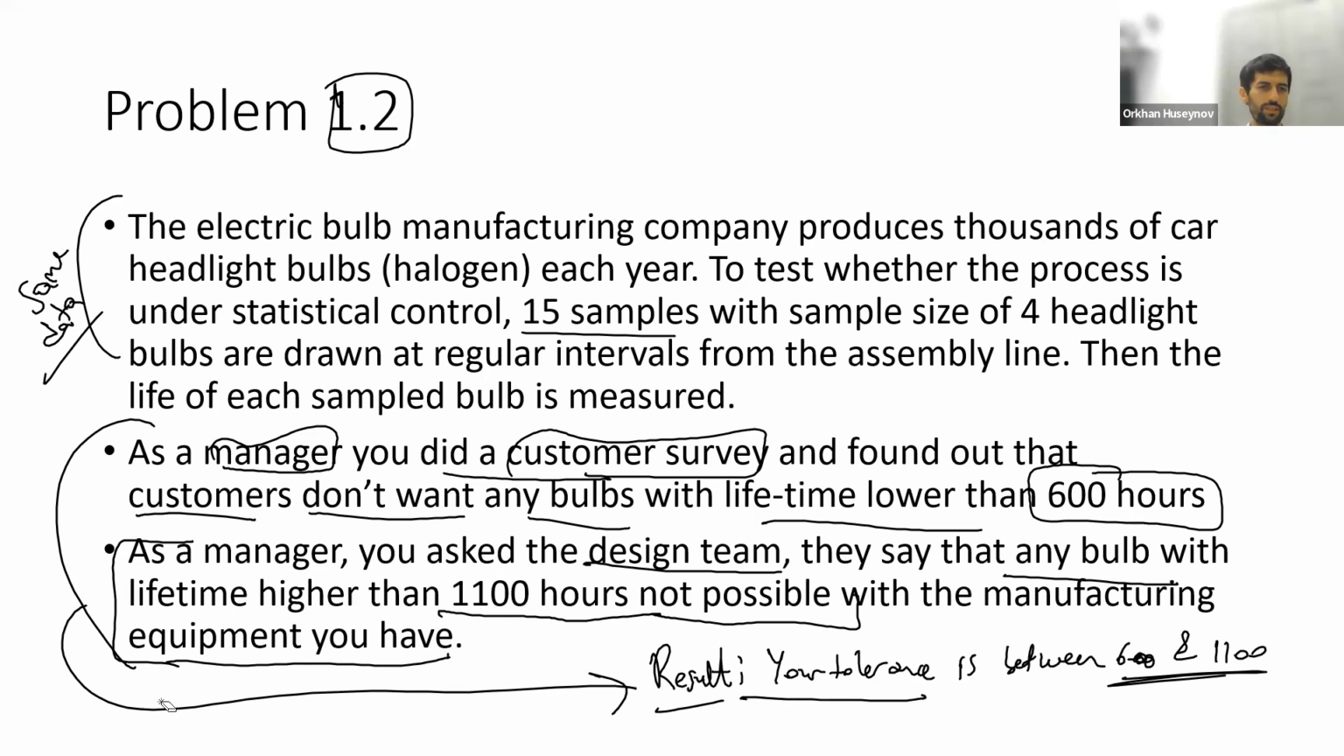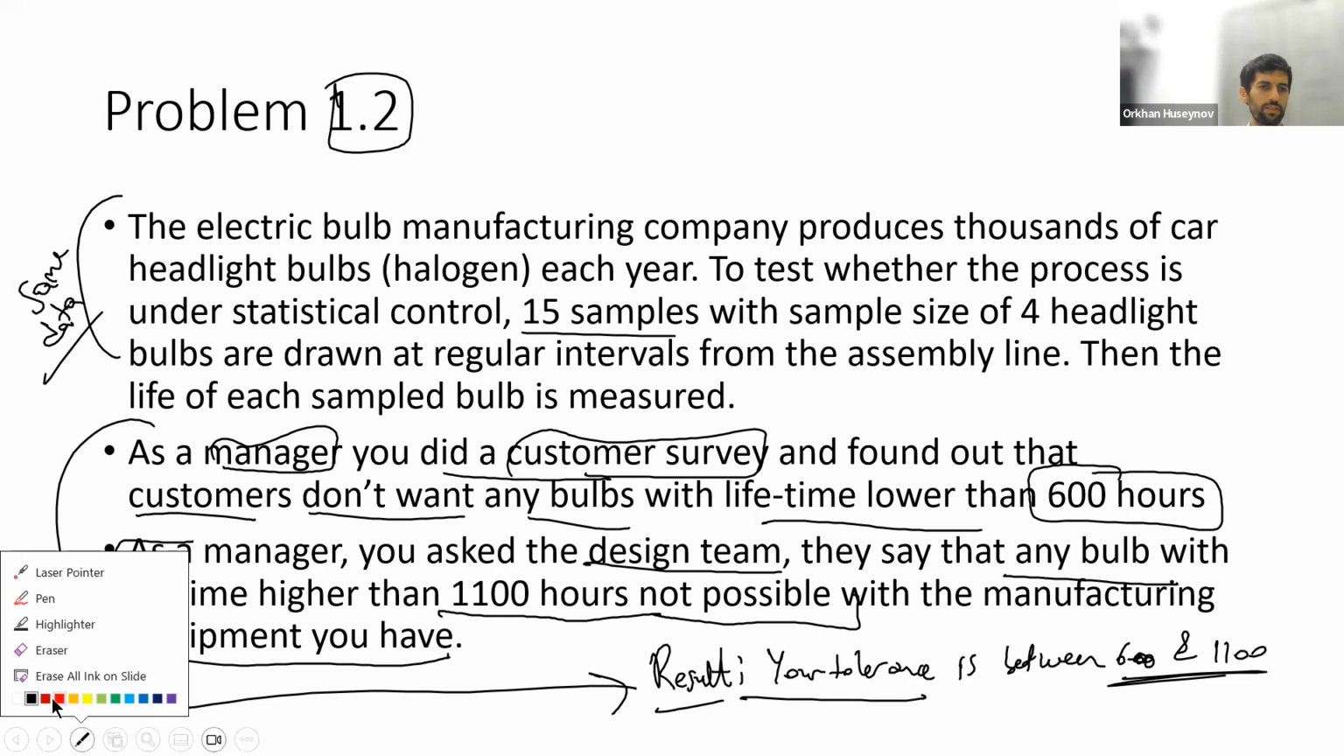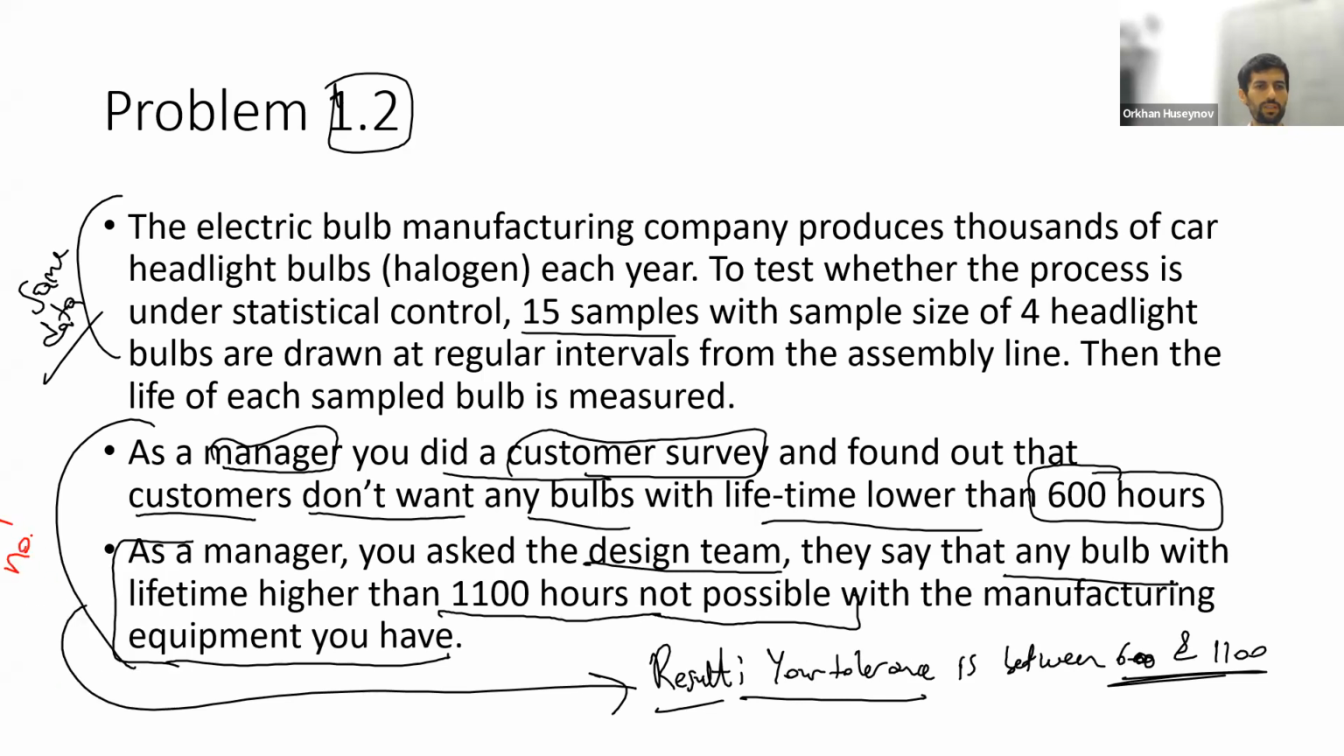So if you remember our data points, our graphs, everything, but this is not statistical. This is set by the voice of customer, you can say. The customer doesn't want anything less than 600 hours, and the design team says that anything more than 1100 hours is not possible. So your tolerance is between 600 and 1100.